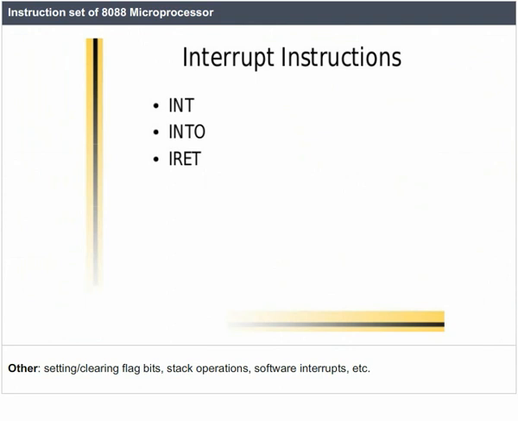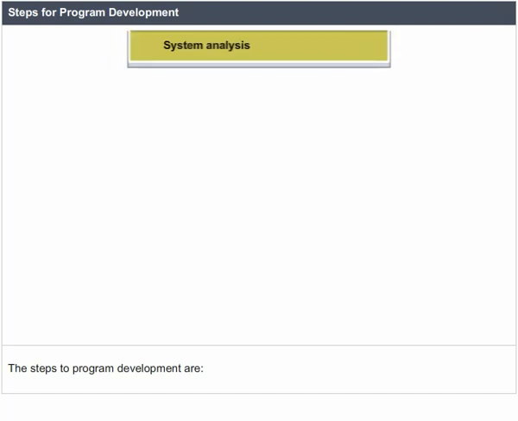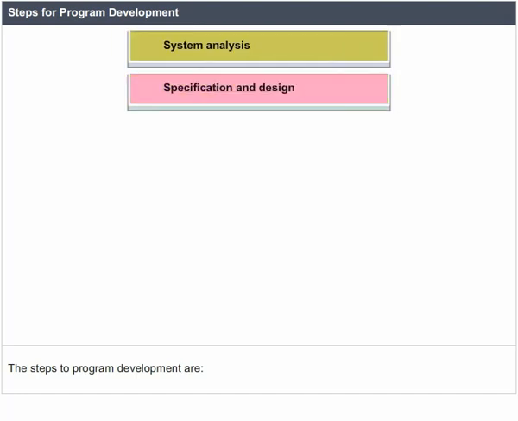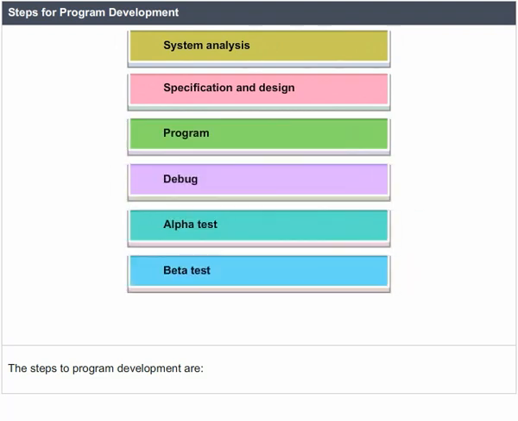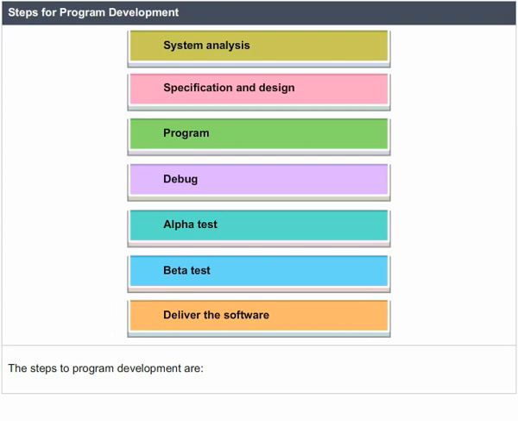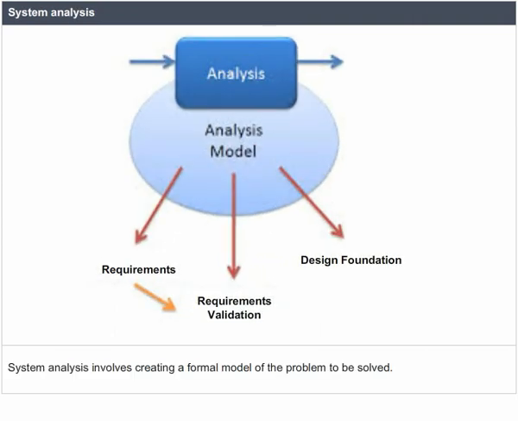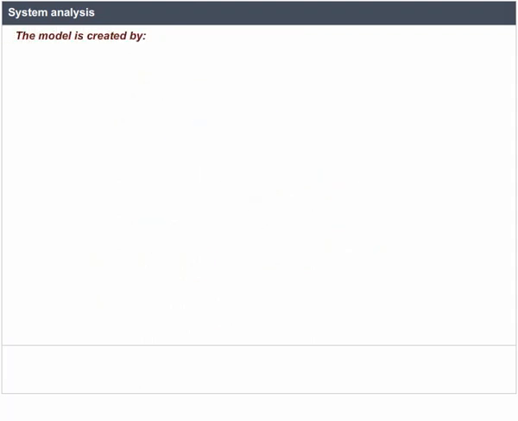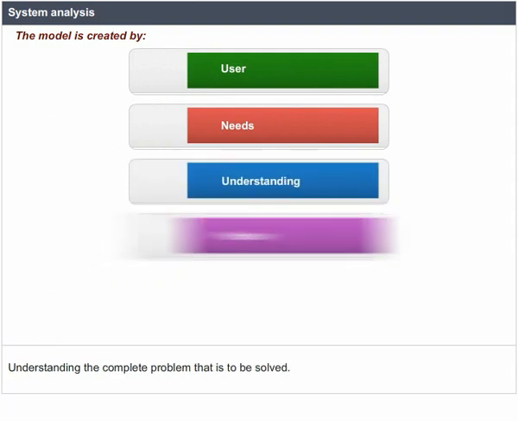Steps for program development. The steps are: system analysis, specification and design, program, debug, alpha test, beta test, and deliver the software. System analysis involves creating a formal model of the problem to be solved. The model is created by enabling the user to access their needs, understanding the complete problem that is to be solved, and making a formal representation of the system being designed.